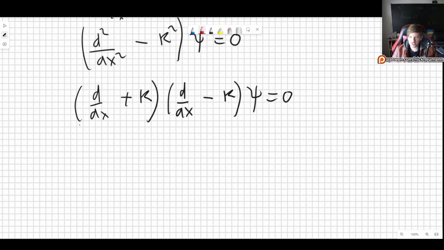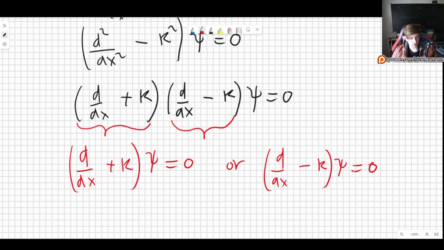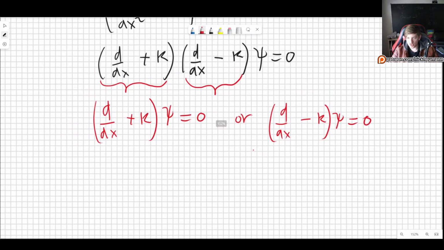Okay, so for this to be true, we need that either this times psi is equal to 0, or this times psi is equal to 0, right? So either d dx plus k acting on psi is equal to 0, or d dx minus k acting on psi will be equal to 0. So those are our two possibilities.